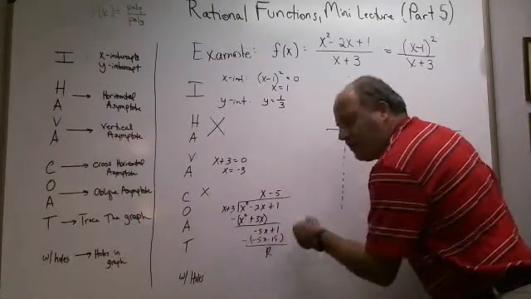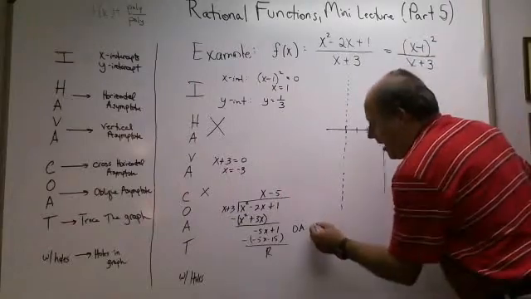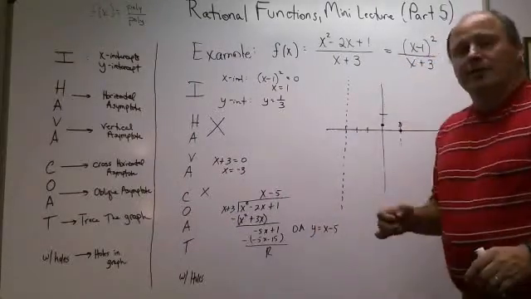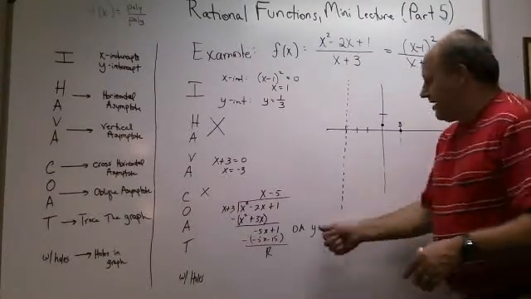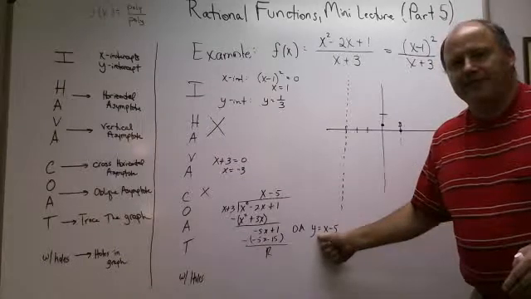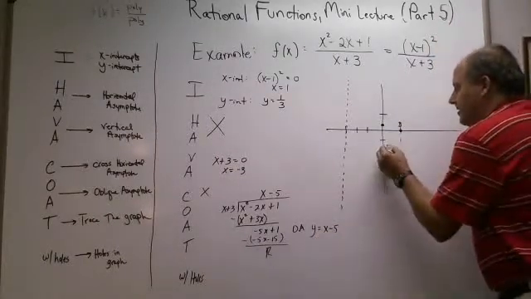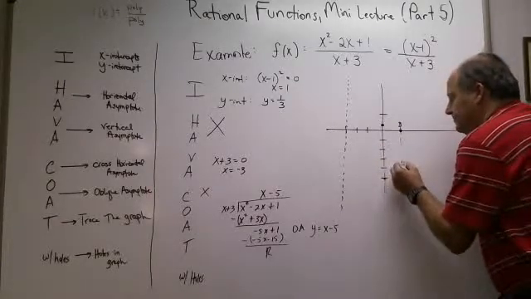There's a remainder, but we don't really care about the remainder. The oblique asymptote is just the quotient. So y equals x minus 5. And some people call these oblique asymptotes slant asymptotes. And you'll see why in a second, because I'm going to graph y equals x minus 5. And it's going to be a dotted line. If you graph that, it has a y-intercept of -5 and a slope of 1.